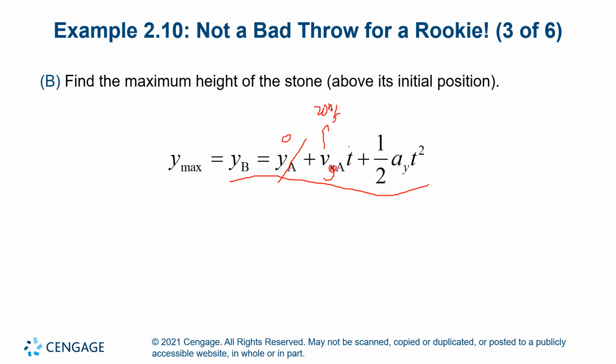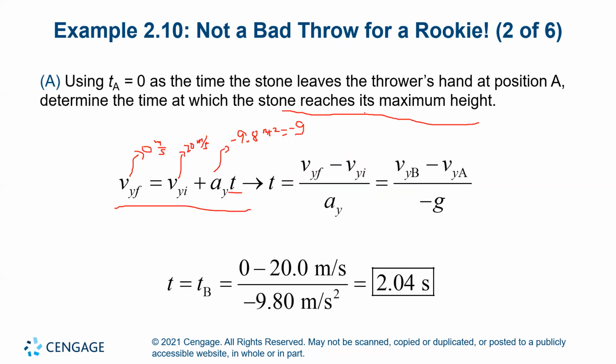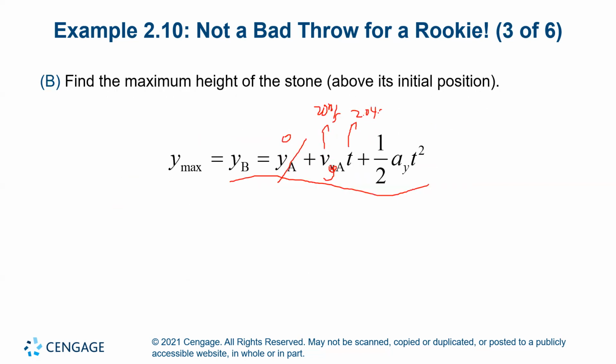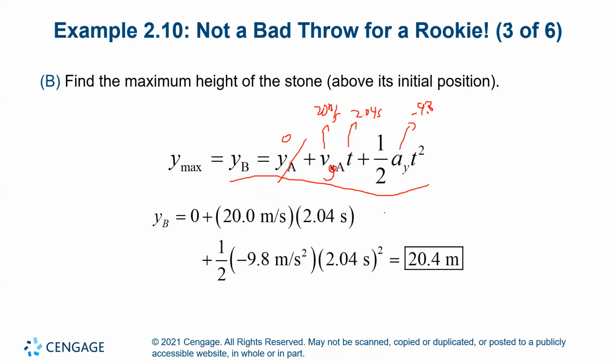And the time, we already solved for how long the stone takes to reach maximum height. I think 2.04 seconds. Yeah. And so this is the perfect formula to use. Acceleration, of course, is negative 9.8. And time again, we can solve for the maximum height. We had to use 2.04 seconds because we are interested in the height at that time.